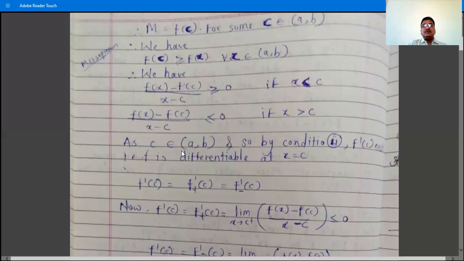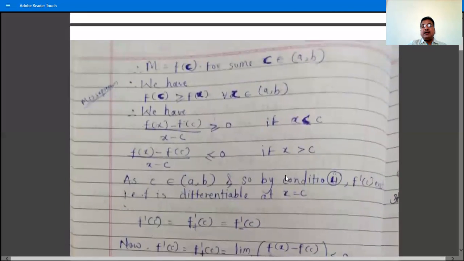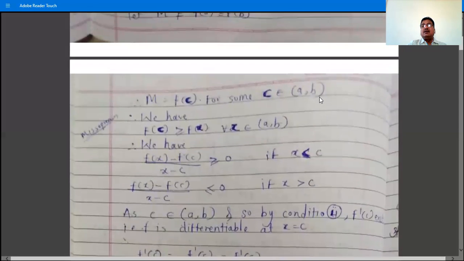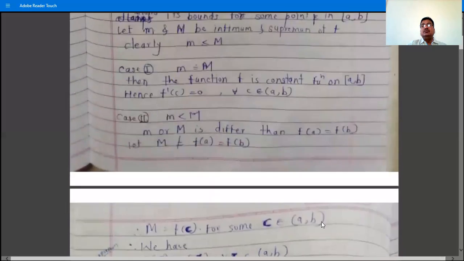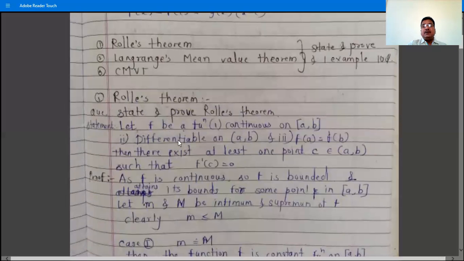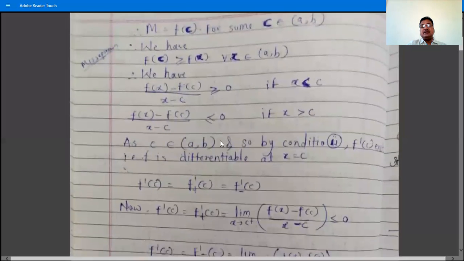Okay. As c is an element of the open interval (a, b), by condition number 2, what is condition number 2 given? The function is differentiable on the open interval (a, b). That is, the function is differentiable at every point that lies between a and b. So c is a point that lies between a and b, c belongs to the open interval (a, b), and so by condition 2 given in the theorem, f dash c exists, or f is differentiable at x equal to c.